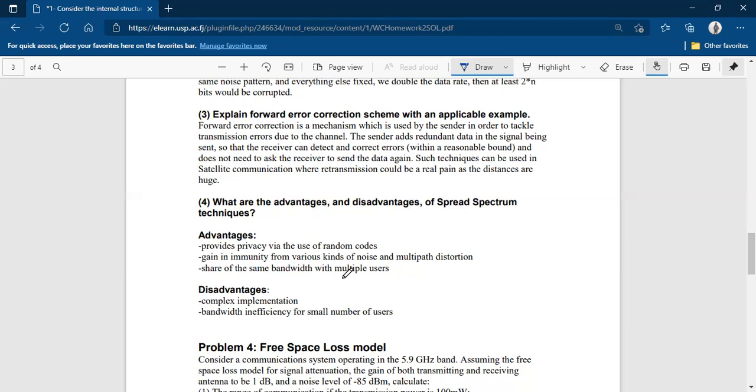You can share the same bandwidth with multiple users, right? As the bandwidth increases, the number of users also increases, right? So your ability to cater for different users also increases, because you are accounting for different frequencies, right? So you can share the same bandwidth with multiple users.